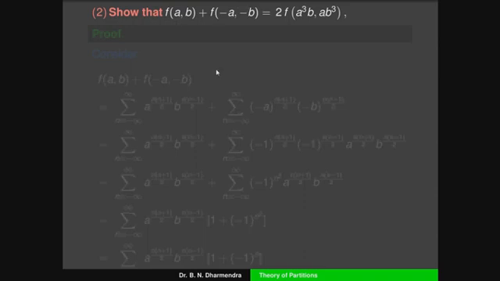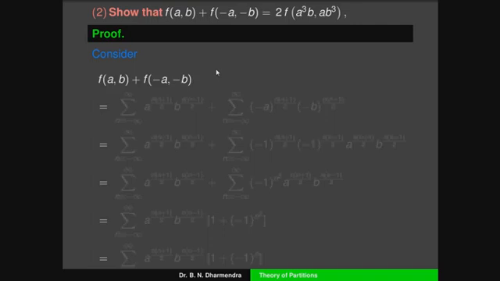Consider the LHS, f of a comma b plus f of minus a comma minus b. We know the statement of f of a comma b in terms of a series, that is n running from minus infinity to plus infinity a to the power of n into n plus 1 by 2 into b to the power of n into n minus 1 by 2, plus the value of f of minus a comma minus b. That is, we have to replace a by minus a and b by minus b. That is equal to summation n running from minus infinity to plus infinity minus a whole to the power of n into n plus 1 by 2 into minus b whole to the power of n into n minus 1 by 2.